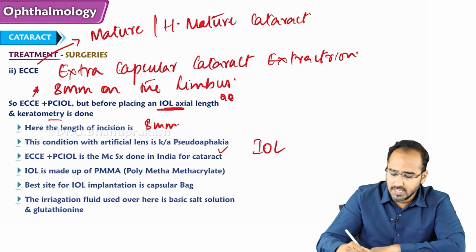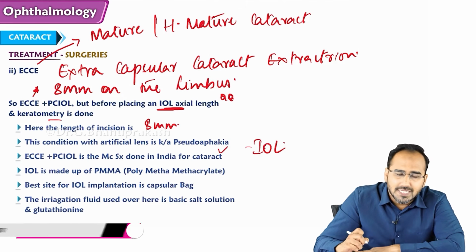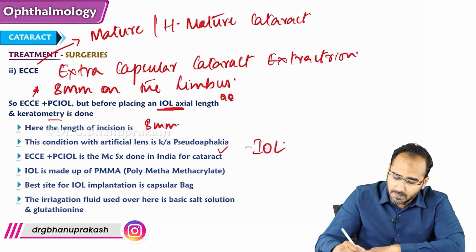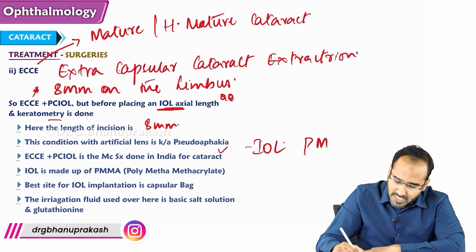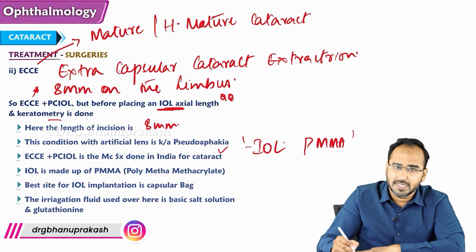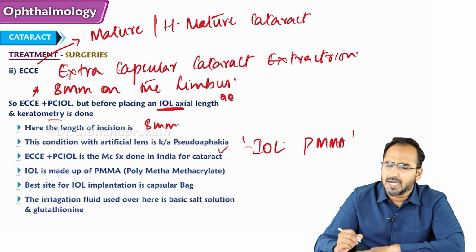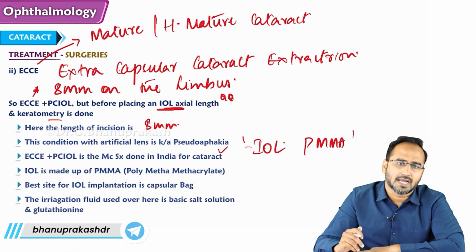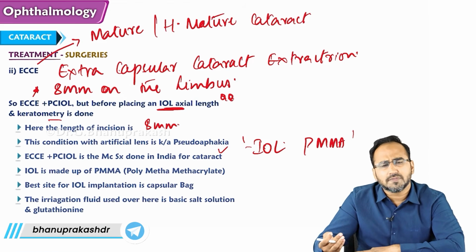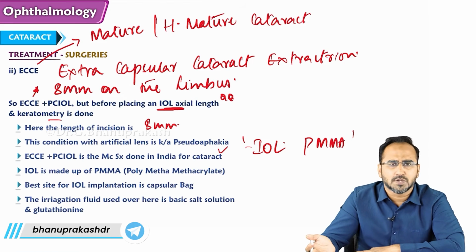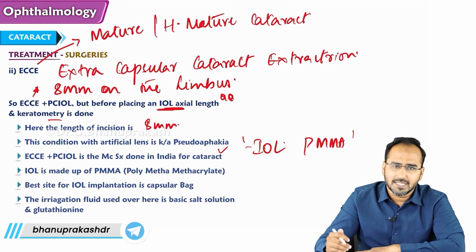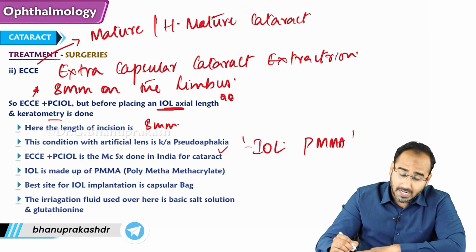This IOL, intraocular lens that you are replacing into the patient's eye, is made up of PMMA. What is PMMA, guys? Polymethyl methacrylate. And what is the best site for implantation of the lens? Obviously, it is the capsular bag. You are removing the lens from the capsule, so you have to place it in the capsule only. So, the best site for implanting the lens is the capsular bag.